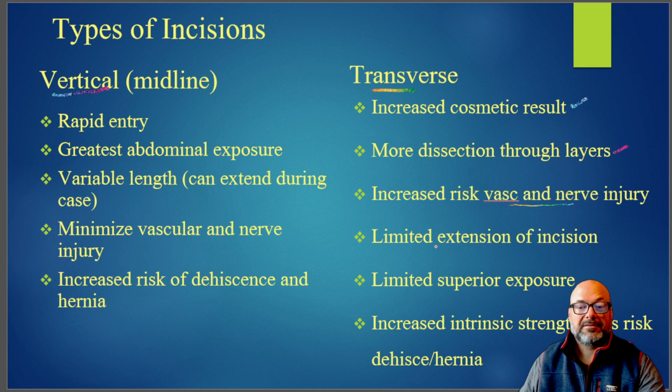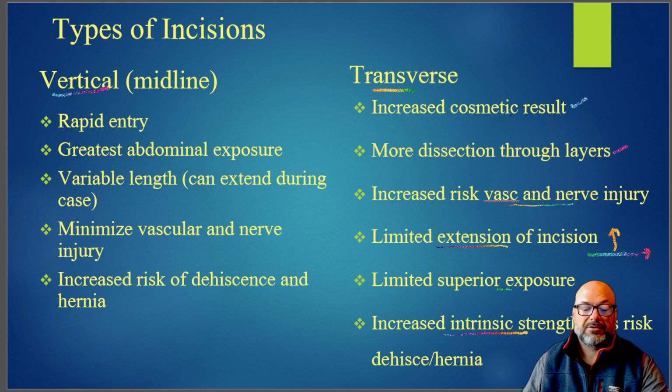There can be limited opportunities for extending a transverse incision if you find that you don't have the access you need, especially if you need more lateral access. You can be a bit limited, and especially if you need superior access. If you really have a big uterus, you need to get a bit higher up into the abdomen, the transverse incisions can be quite limiting there. So there are some options that you can do to help with that, which we'll talk about. The superior exposure we just discussed. They do have increased intrinsic strength, so there is less risk of dehiscence and hernia formation.